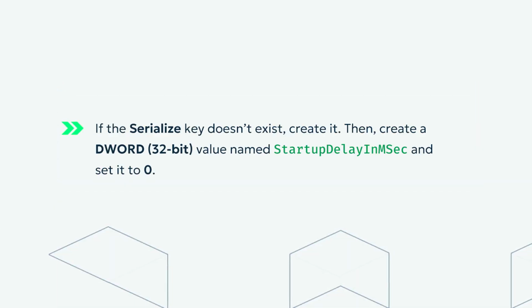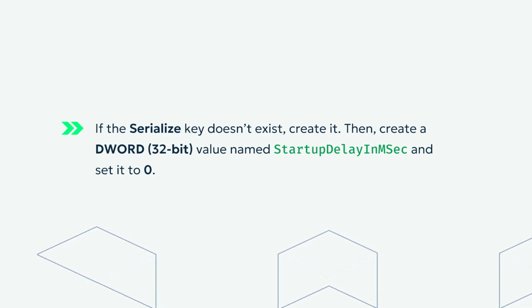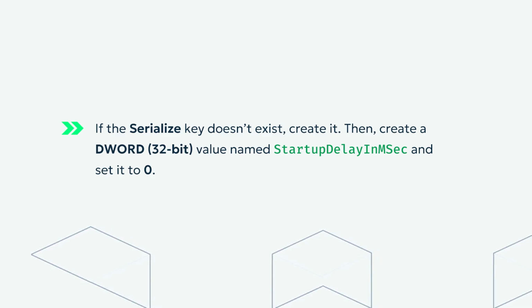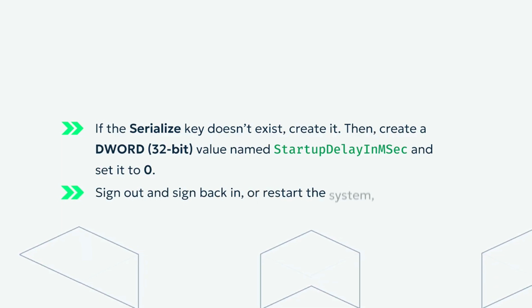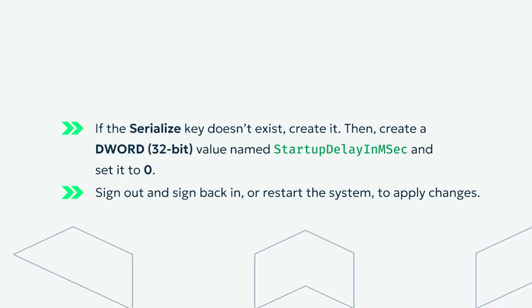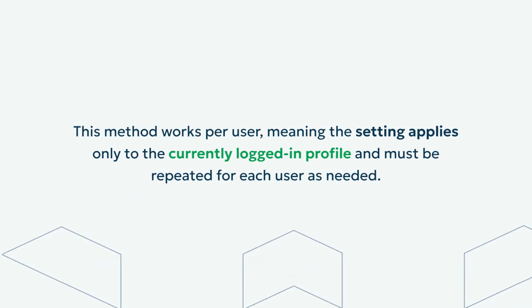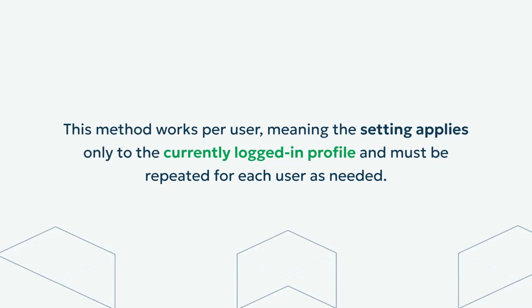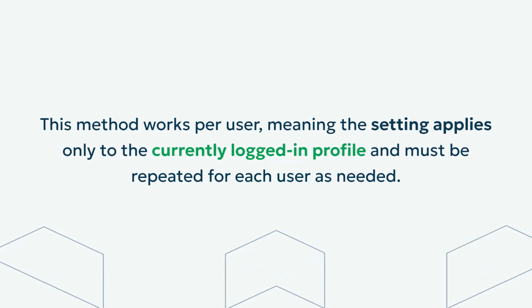If the Serialize key doesn't exist, create it. Then create a DWORD 32-bit value named StartupDelayInMSec and set it to 0. Sign out and sign back in, or restart the system to apply changes. This method works per user, meaning the setting applies only to the currently logged in profile and must be repeated for each user as needed.